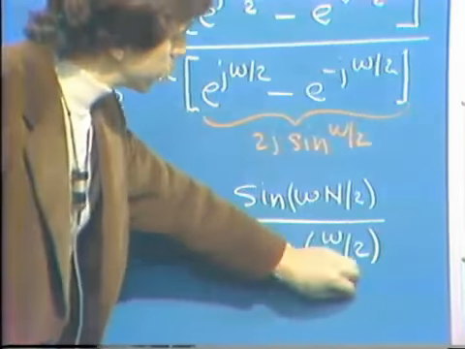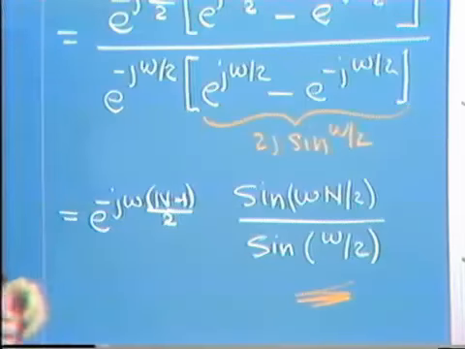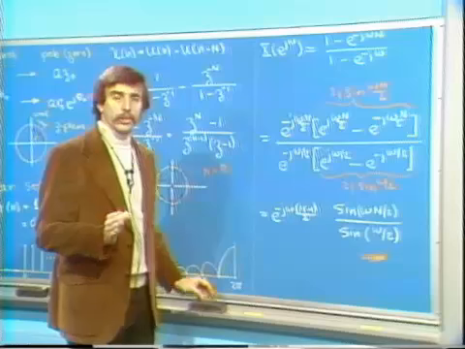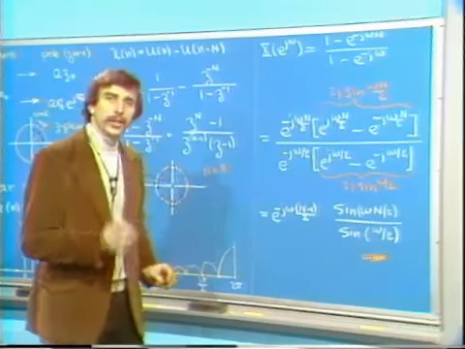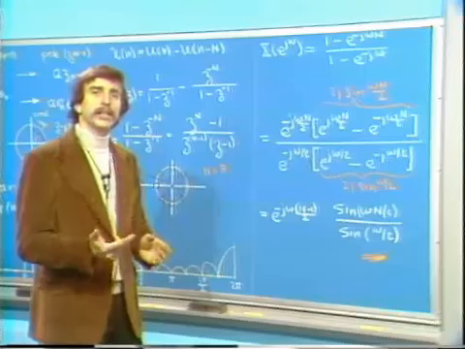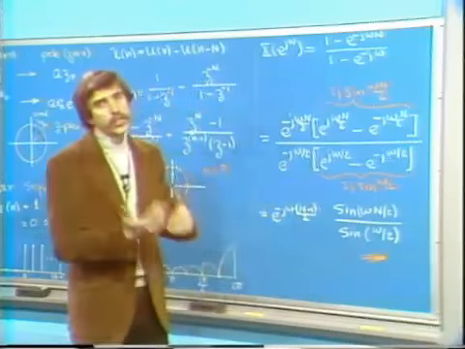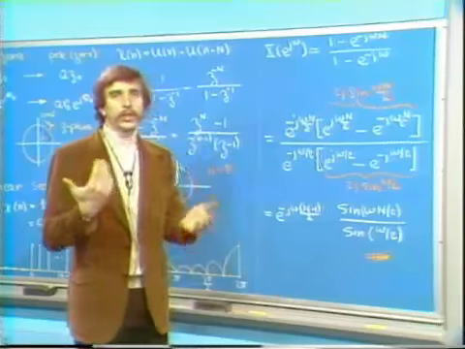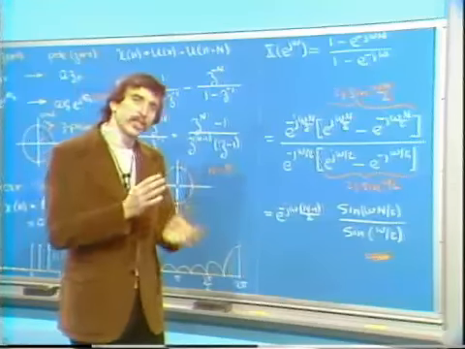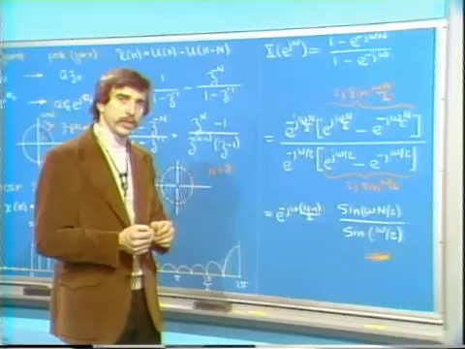And this function, sine omega N over 2 divided by sine omega over 2, is the discrete time counterpart of what we usually find in the continuous time case as sine x over x. That is, this is a sine Nx over sine x kind of function, and it plays exactly the same role in the discrete time case that the sine x over x function plays in the continuous time case.